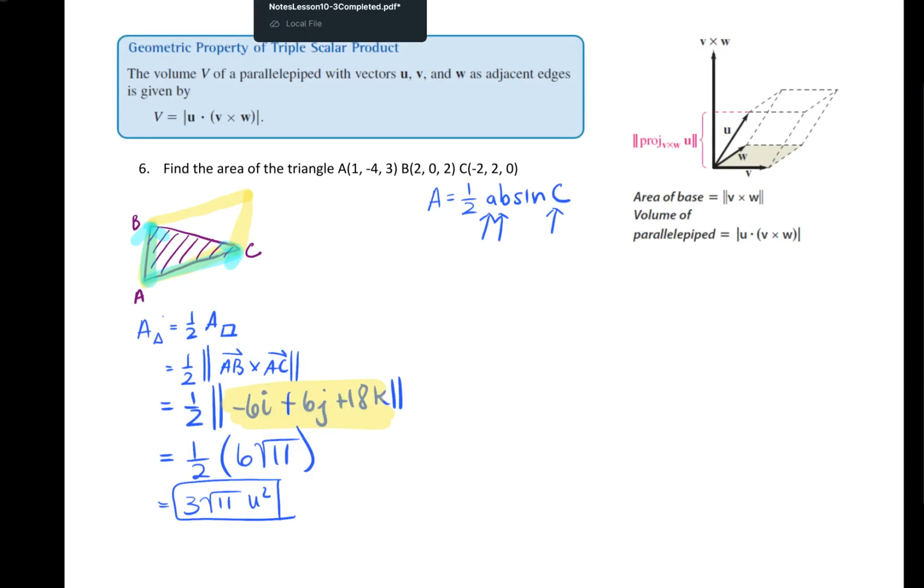All right, so here's what you should have found: AB cross AC is going to give us the vector -6i plus 6j plus 18k. We find the magnitude of that, and we get 6 square root of 11. Then we find half of that, and we get 3 square root of 11 units squared.